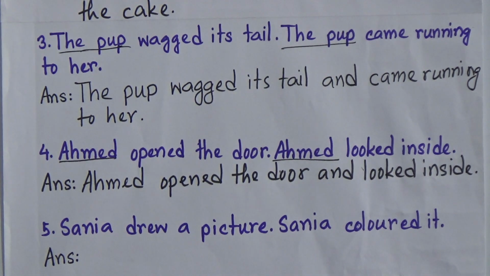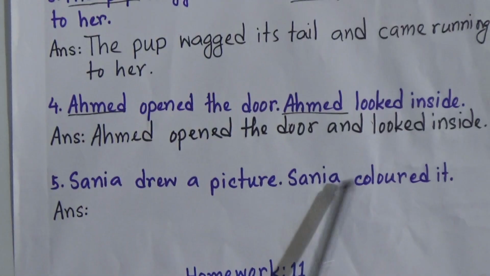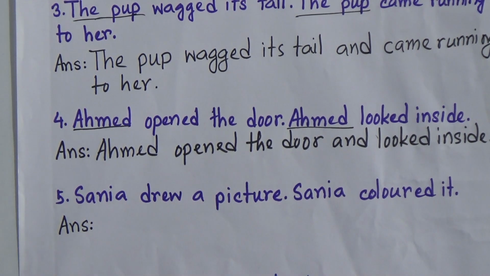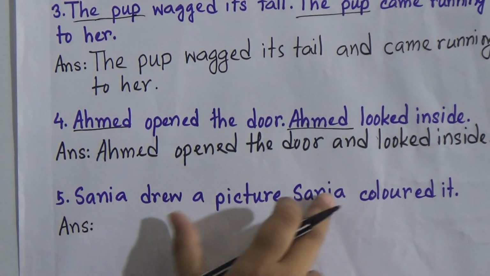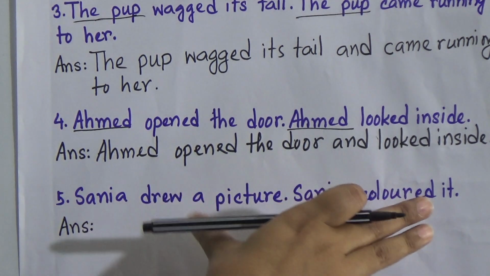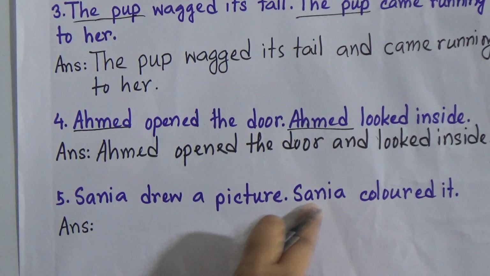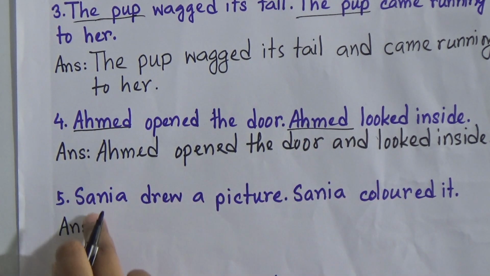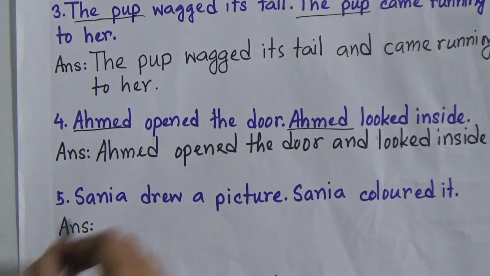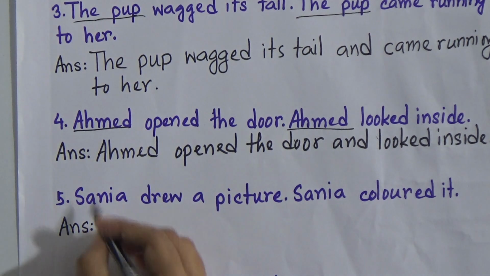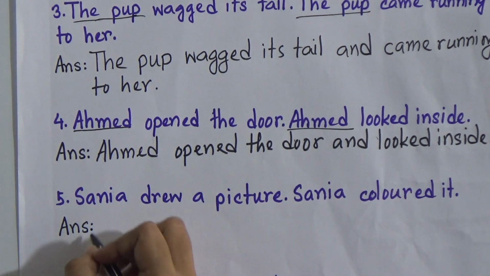Now number 5. Sania drew a picture, Sania colored it. So now these two sentences tell us about Sania. That means they express the idea about Sania. Both the sentences express the idea about Sania. So now we will join these two sentences using "and". I think now you can join these sentences. Let's do it.